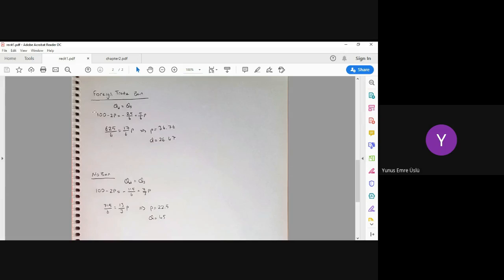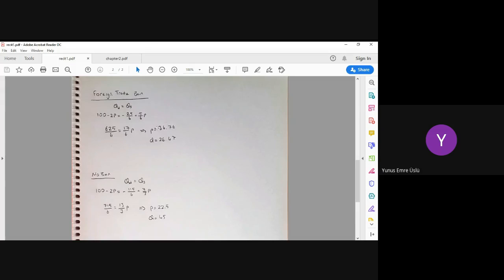This was our total demand. This is what we found previously. And this is the supply of the domestic producers, because there is a ban on foreign producers. Only domestic producers can supply that good. So these two should be equal. If we do the algebra like this, we get P is equal to 36.76.